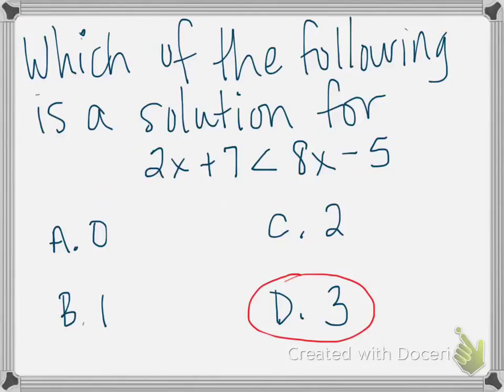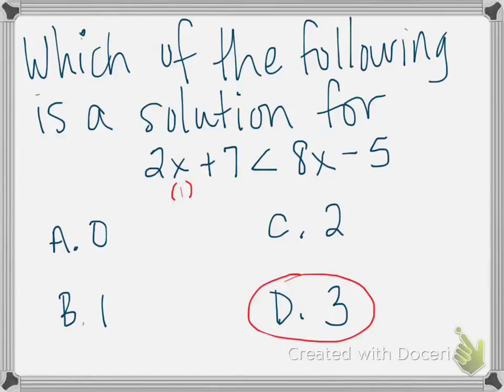You also could go ahead and just substitute each of those choices in and see which one is right. For example, if you plug 0 in for each x value, 2 times 0 plus 7 is 7. 8 times 0 minus 5 is negative 5. 7 is not less than negative 5, so I know 0 isn't right. It doesn't make it true. You could do the same thing with 1. So you get 9 is less than 3. Again, that isn't true.